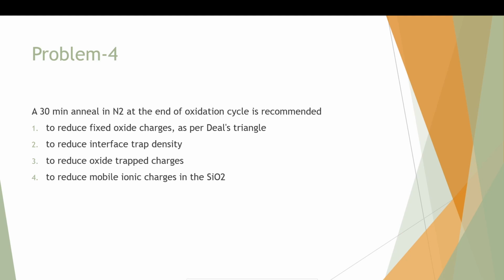So what about mobile ions, right? It might just happen that by annealing in nitrogen ambient, these ions might diffuse even further, or they might diffuse out of the material, but there won't be any considerable change in the bulk because of these annealing processes. Annealing processes will only cause a change at the reaction sites, so in this case the interfaces. So that's why I think the first and second options are correct.